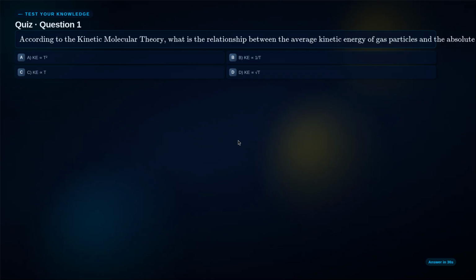Quiz question 1. According to the kinetic molecular theory, what is the relationship between the average kinetic energy of gas particles and the absolute temperature? Option A. KE is proportional to T squared. Option B. KE is proportional to 1 over T. Option C. KE is directly proportional to T. Option D. KE is proportional to the square root of T. Take a moment to think about this. Remember the 5th postulate of the KMT.